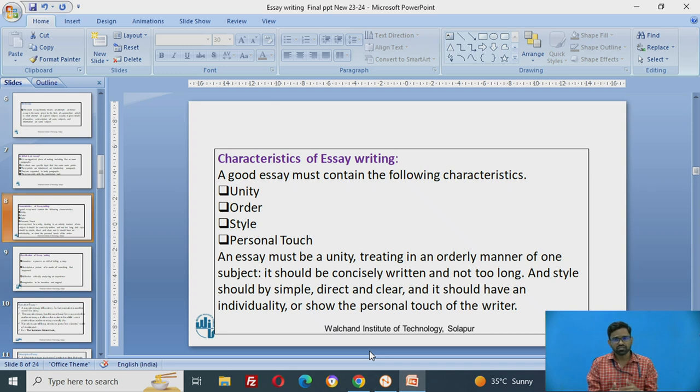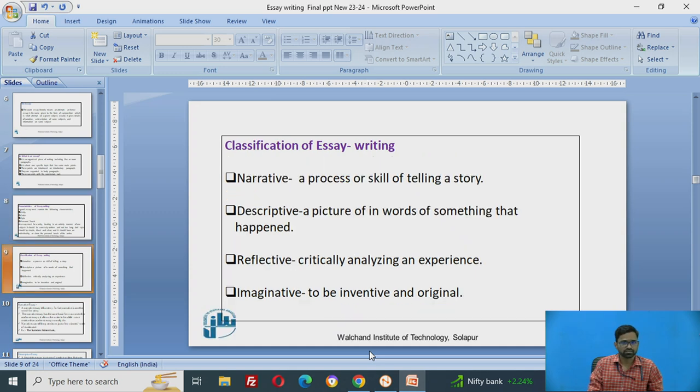Now, furthermore, we should know the characteristics of a good essay. A good essay must contain the following characteristics. Every essay has unity, order, style, personal touch. An essay must be a unity, treating in an orderly manner one subject. It should be concisely written and not too long. And style should be simple, direct and clear. And it should have an individuality and show the personal touch of the writer to the reader.